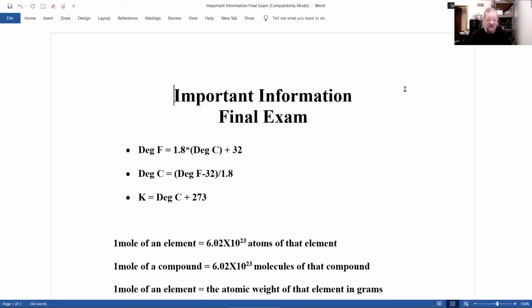And like I just went through, here are the three formulas for temperature change, or going from one scale to another, conversion.